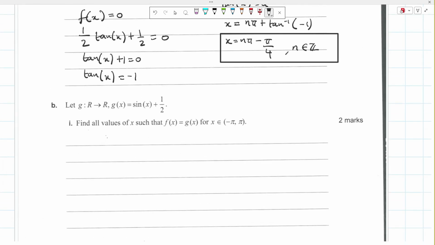Okay, let g of x be equal to sine of x plus a half. Find all values of x such that f of x is equal to g of x within this domain. Okay, so we'll do f of x. We'll do let f of x equal g of x.